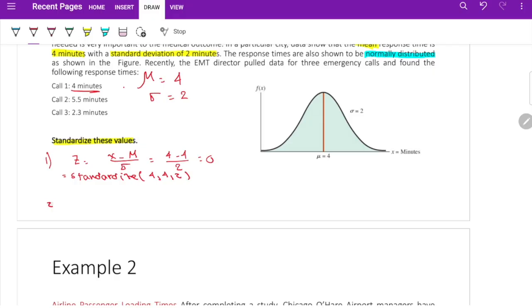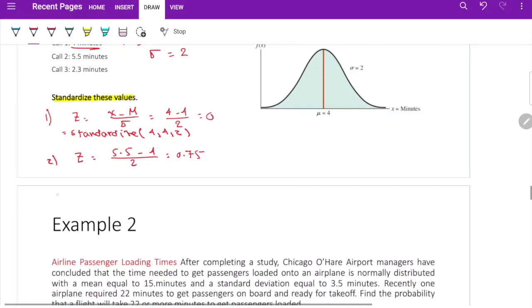Number 2, and you can graph it, by the way. Number 2 is Z equals 5.5 minus 4 divided by 2, which is 0.75. The last one, number 3, is Z equals 2.3 minus 4 divided by 2, which is negative 1.7 divided by 2, which is negative 0.85.